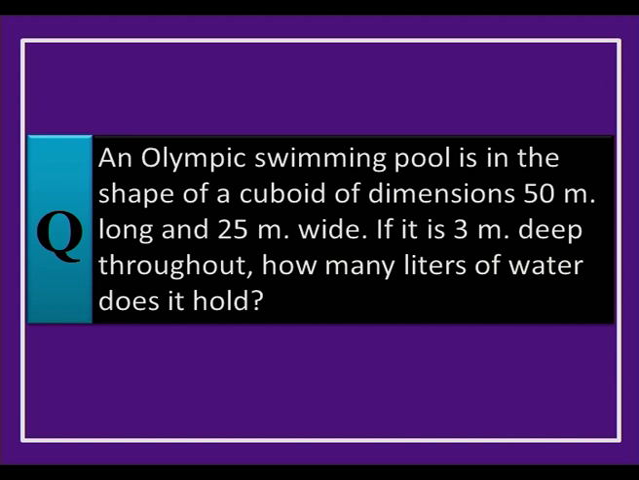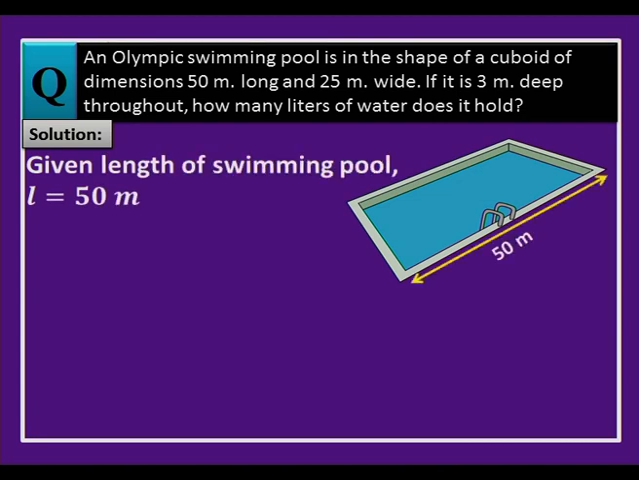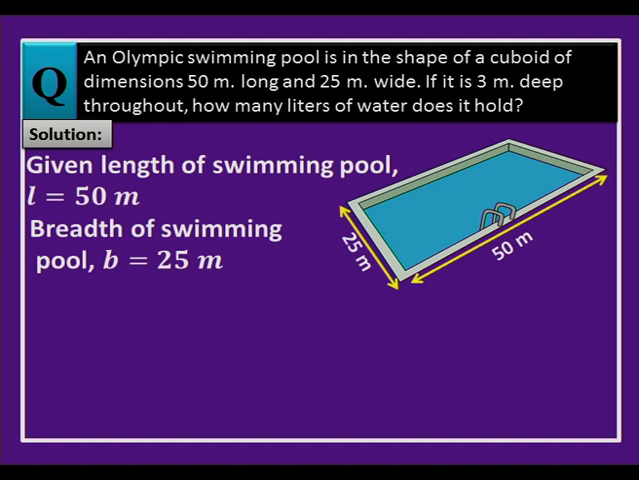An Olympic swimming pool is in the shape of a cuboid of dimensions 50 meters long and 25 meters wide. If it is 3 meters deep throughout, how many liters of water does it hold? Let us start with the solution. So, there is a swimming pool, right children, and what is given? The length of the swimming pool is 50 meters. And what about the breadth, children? Yes, 25 meters. And the depth, we can assume it as the height of the swimming pool, that is 3 meters.